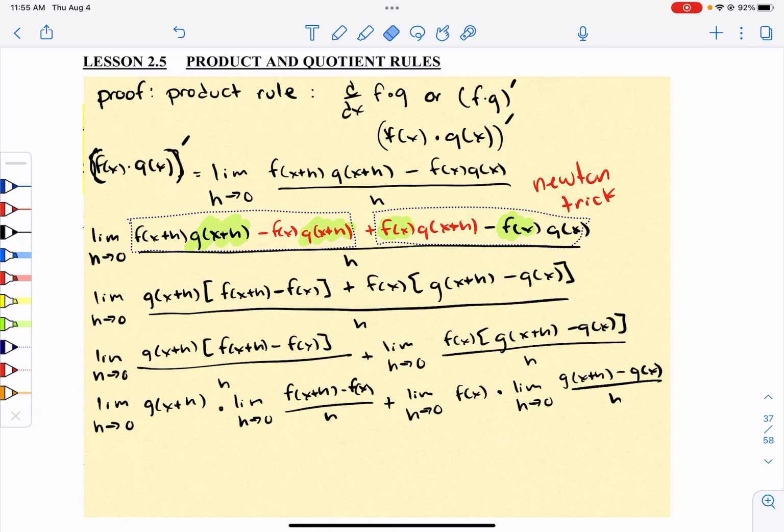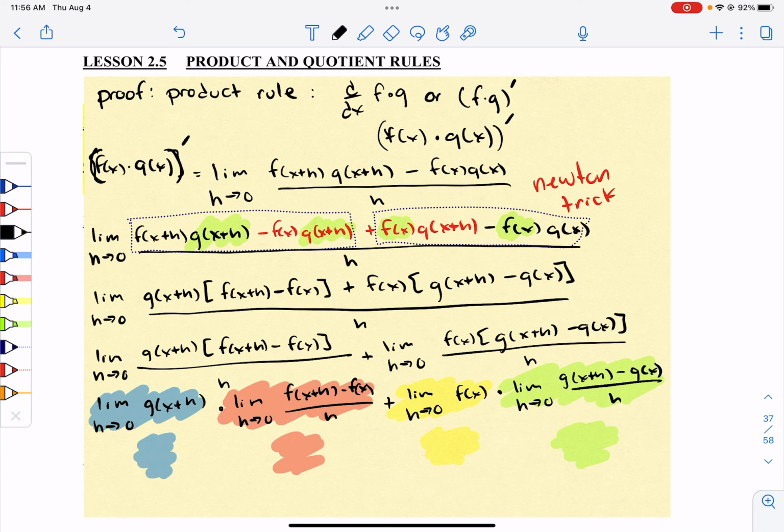Okay, so I have 4 different limits here. I've got this one, my blue one, I've got my red one, I've got my yellow one, and I've got my green one, okay? So we're going to actually evaluate these.